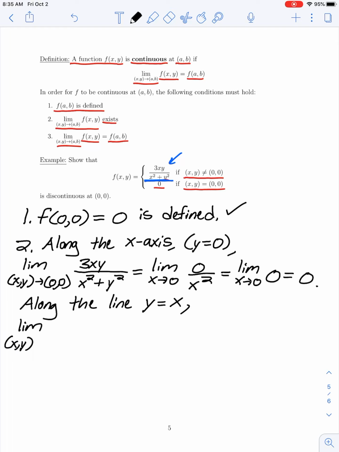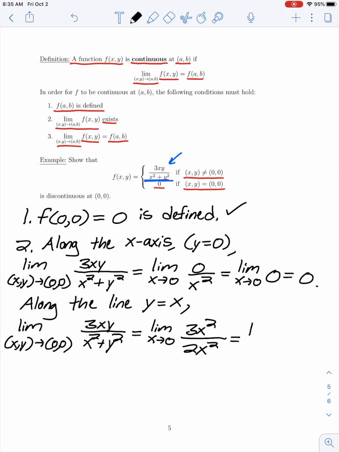So here we would have the limit as xy approaches 0, 0 of our function 3xy over x squared plus y squared given by the limit of a single variable function as x approaches 0. And here we would have 3x squared over x squared plus x squared, or 2x squared. And as we're approaching 0, we could cancel this factor of x squared over x squared, and we would be left with the limit of a constant 3/2, which would be given by 3/2.